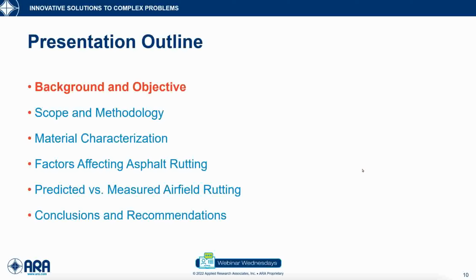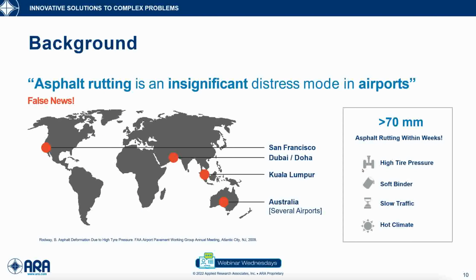And then finally, we'll come up with the conclusions from the study and recommendations as to how to avert or avoid such failures in the future. And what I'm talking about is not a coincidence. It's not that we've seen rutting in one or two large airports. It's seen in a variety of airports across the world.